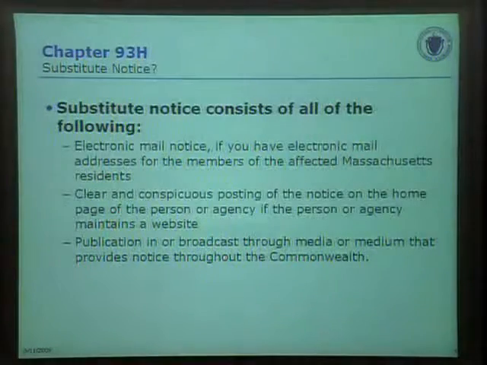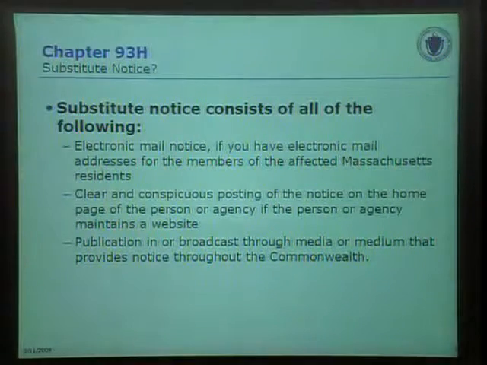Substitute notice consists of electronic mail notice, if you have the electronic mails of the affected customers, and clear and conspicuous posting of the notice on your homepage. You can't just tuck it into the back there and hopefully it'll blow over. And publication in or broadcast through the media or medium that provides notice throughout the Commonwealth. Chances are, if you've reached this level, you probably will get this broadcast through all the news agencies, because you'll be on the 6 o'clock news.